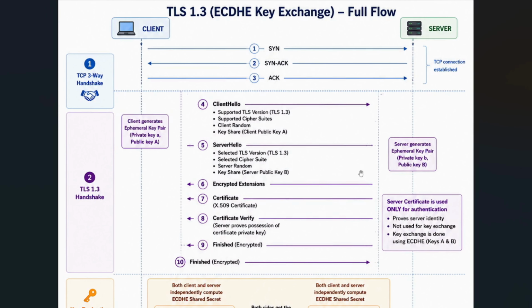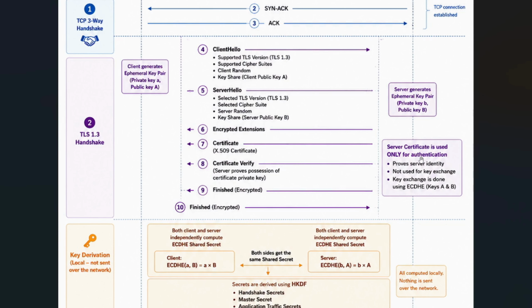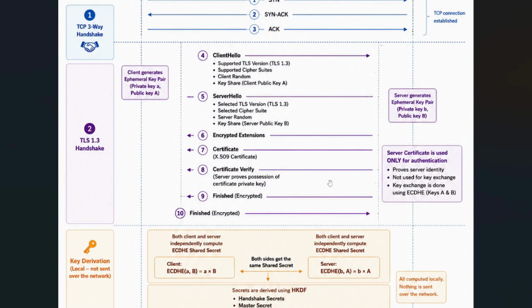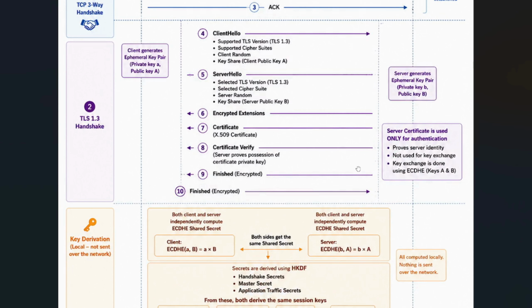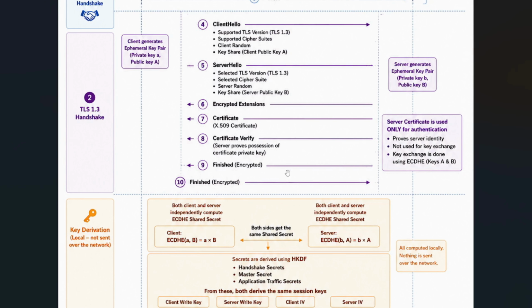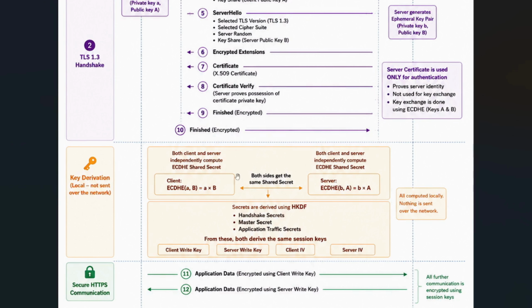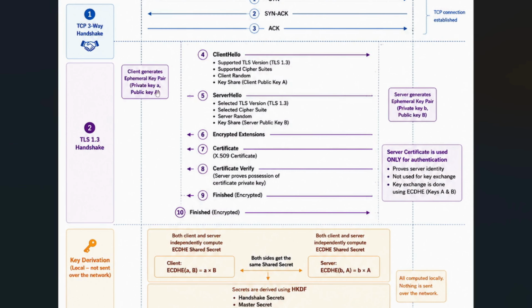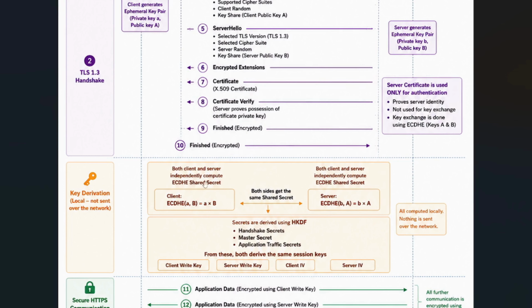The point is, here I'm not using the public key of the server in any way. The server certificate is only used for authentication, nothing else, just to prove that the server is valid. It is to prove the server identity, and it is not used for key exchange, etc. And then how do we derive the key? See, this is the ephemeral key pair. Using this ephemeral key pair only, I am generating the secret code, and this secret code will be the same on the server side and the client side.